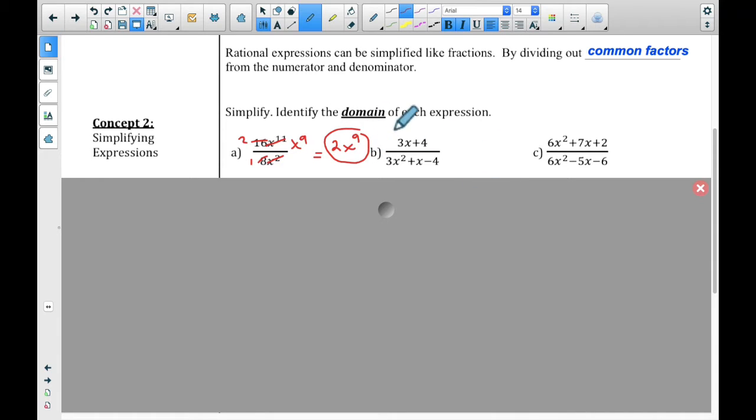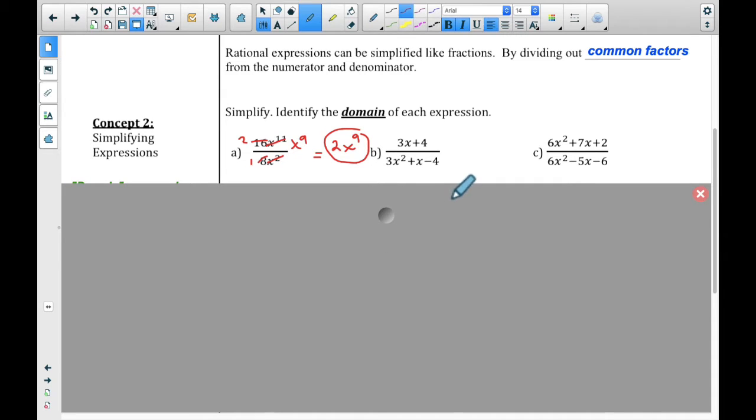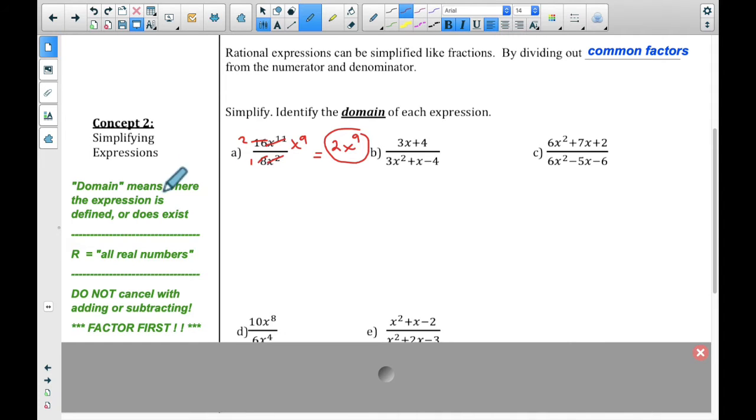Now, we're also going to talk about domain, and the domain is another important part of this unit. The domain is we have to look at the denominator because remember, you cannot divide by 0. And since you cannot divide by 0, the domain has to do with when the denominator is 0. So let me show you a couple of things in the margin. When we talk about domain, we're basically asking about where the expression is defined or does exist. And so a lot of times we say all real numbers except, and then we list the ones that don't work.